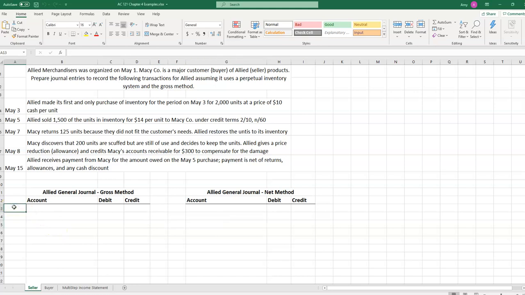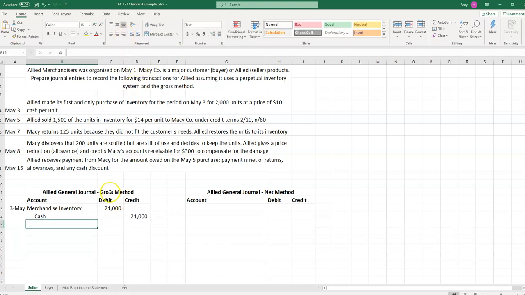So on May 3rd, we're Allied for the first day. On May 3rd, it says that we made our first and only purchase of inventory for the period. We purchased 2,000 units at a price of $10 cash per unit. We gain merchandise inventory, which is a current asset. We take 2,000 times 10, and we debit inventory and credit cash because it says that we paid cash.